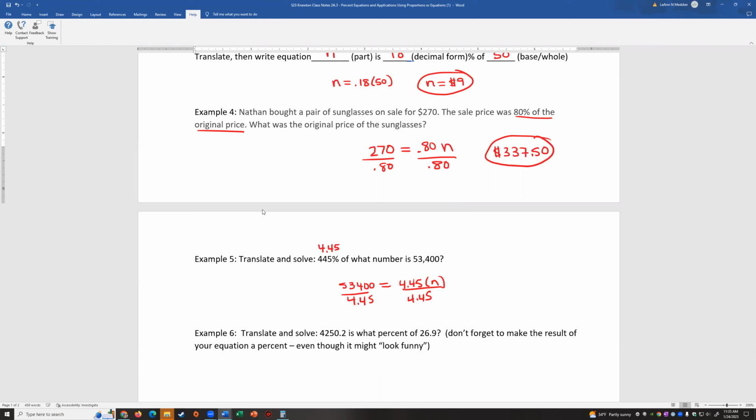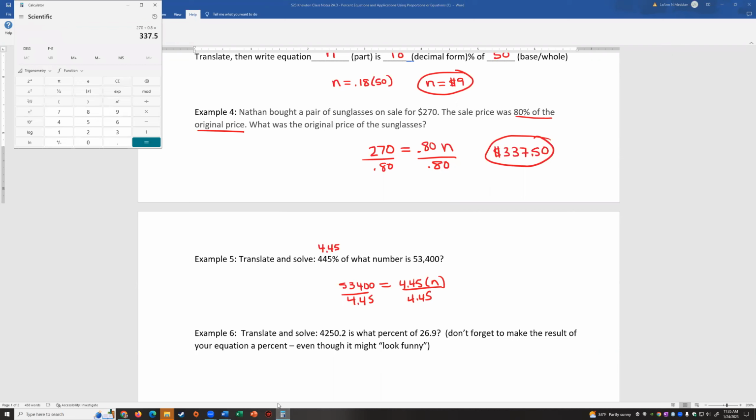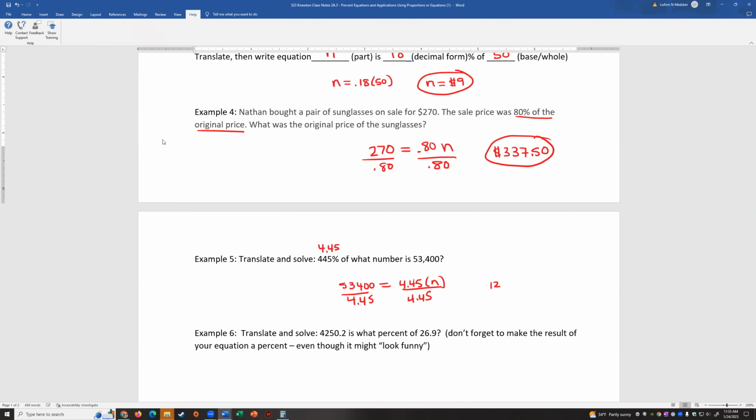And this is over 100%, so we should expect a smaller amount for the whole whenever you have more than 100%. Because you went over 100%. So divided by 4.45, that's going to be 12,000.